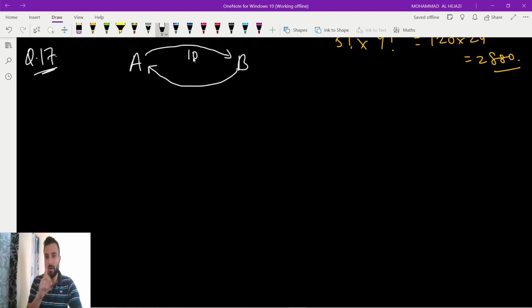Obviously, for going from city A to city B there are 10 possible flights. But for coming back with a different flight, he cannot come back by the flight he went on. So while coming back there are 9 ways. So 10 into 9, the answer is 90.